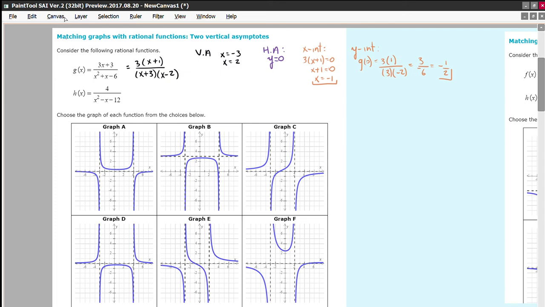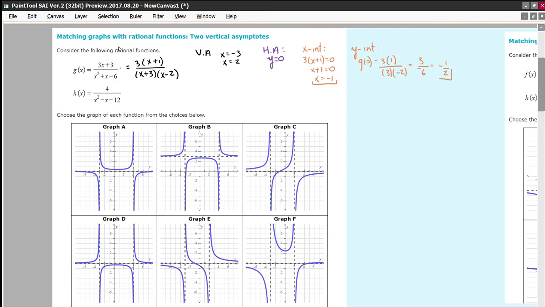Okay, now we're going to learn to match graphs with a rational function. So in this example, I'm starting with function g. I have to find which one of these 6 graphs is the corresponding graph for function g. To do that, you have to find the 4 basic parameters: vertical asymptote, horizontal asymptote, and y and x intercept.